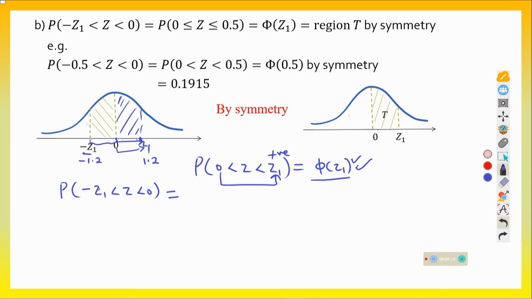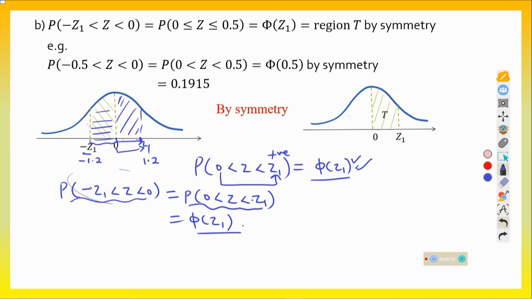By symmetry, the probability of negative z1 less than z less than 0 is the same as the probability of 0 less than z less than z1. Because if you need the value in this region here, it is the same value as from 0 to z1. So instead of looking at this, we shall be looking at this value, because we already know how to take the reading of it: you simply take the table reading of z1. By symmetry, this value is the same as this. The probability is the same.